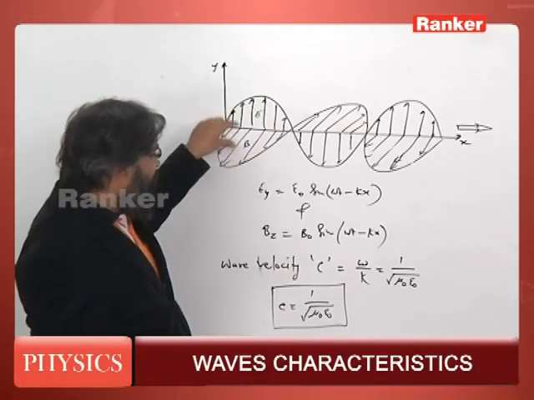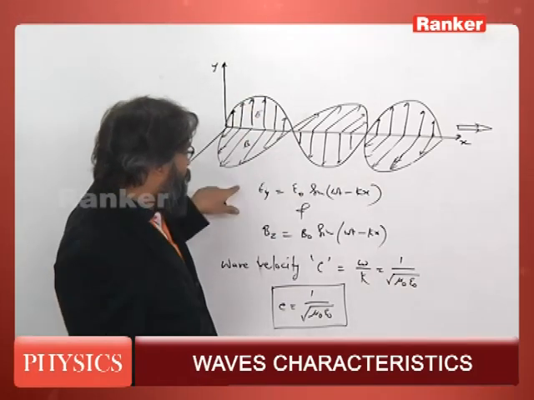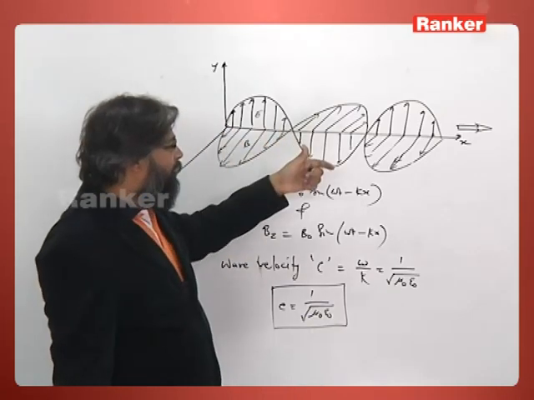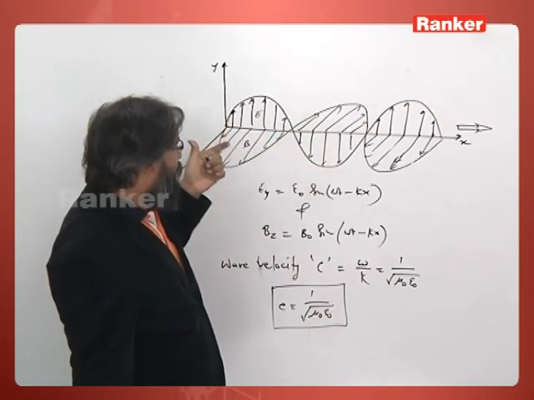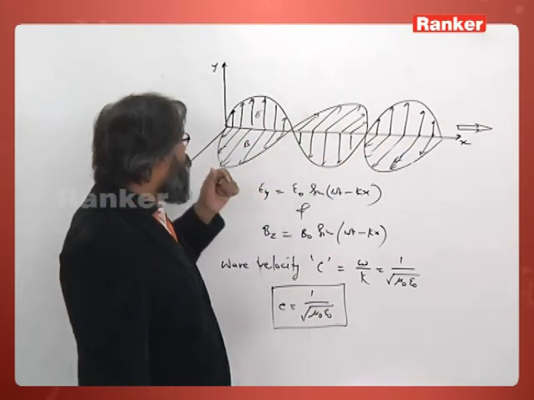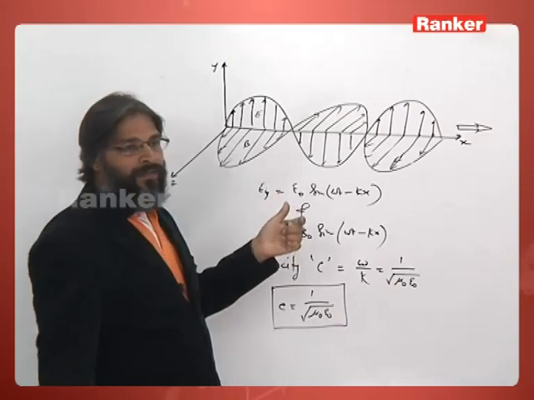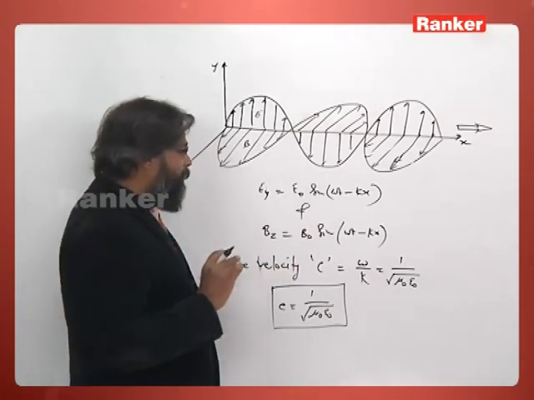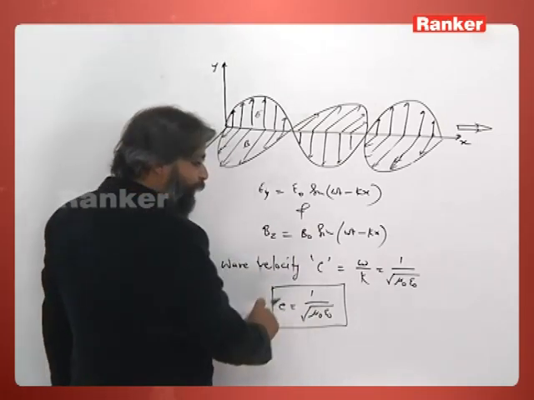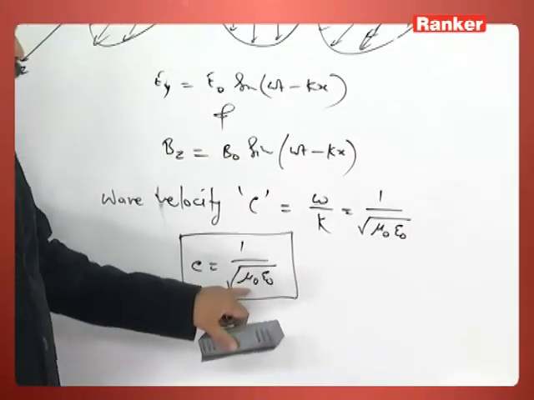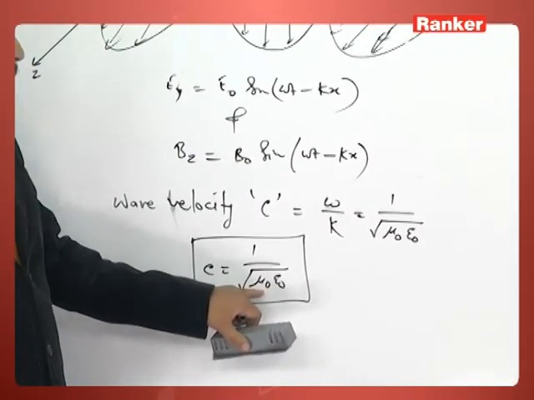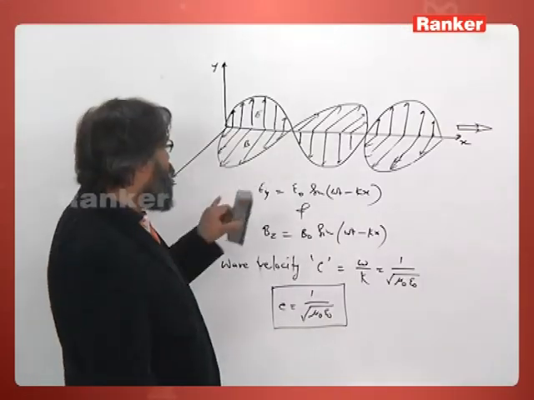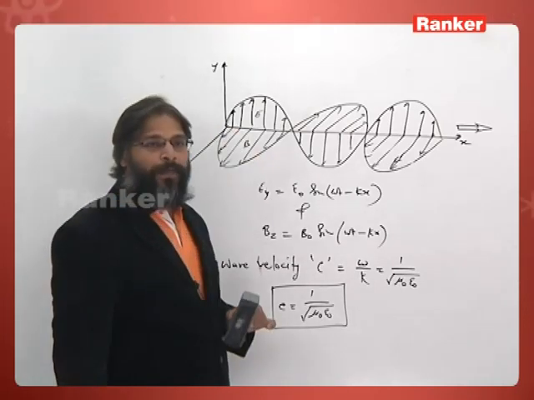The result was that there is a self-sustaining E wave and B wave. The electric field and magnetic field are orthogonal to each other, and the electric field, B field and the velocity vector form a right-handed orthogonal system. The essential part of this wave is that it doesn't require any medium. In free space, the velocity of this wave is 1 by root over mu naught times epsilon naught, where mu naught is the permeability of free space and epsilon naught is the permittivity of free space, and they are mutually perpendicular.